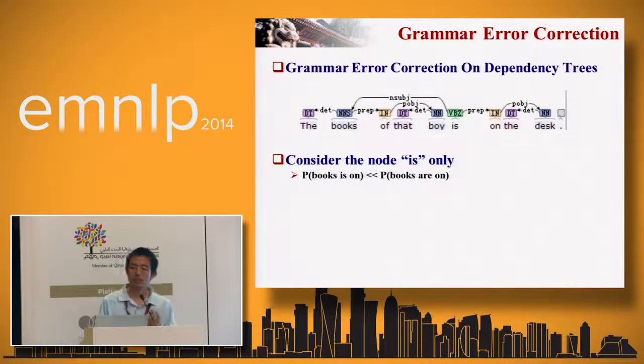So what's the solution? The solution is like this. We can look at the dependency tree of the sentence. This is the dependency parsing result from the Stanford parser. If we look into the node is directly, we can see that is has 2 direct children. The first is books and another is on. So if we consider the node is only, the text will be "books is on". The probability of "books is on" is much less than the probability of "books are on". Therefore, by doing this, we can think that there may be some grammatical error in the sentence.